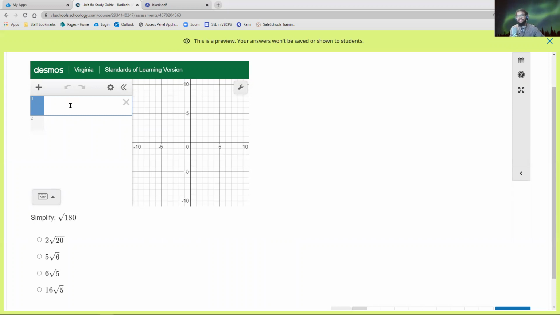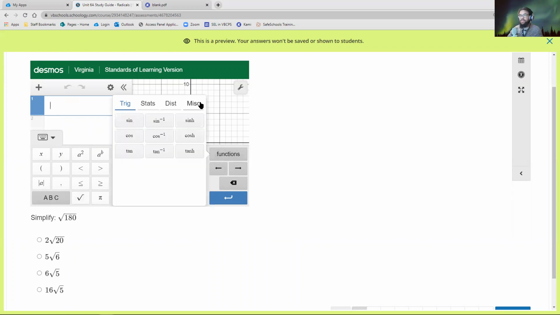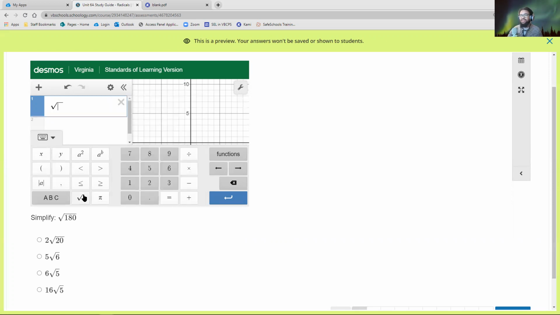So it's asking us to simplify the square root of 180. To type this into Desmos, I'm going to click the Show Keyboard button, and then I'm going to click my square root sign. If you need to type in a cube root, you can click the functions, go to the MISC, miscellaneous, and then we've got this one here that has this in where our index usually is. You can click that and you can type in whichever one you need. I only need a square root, so I'm going to type that in. And then we have square root of 180.